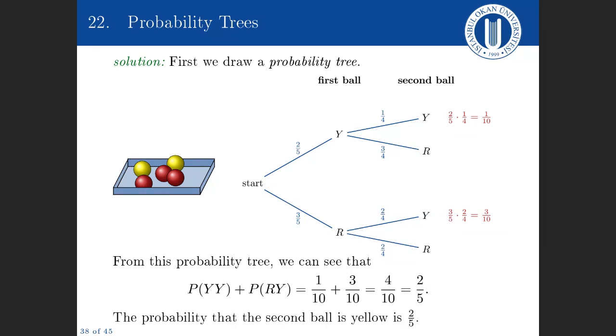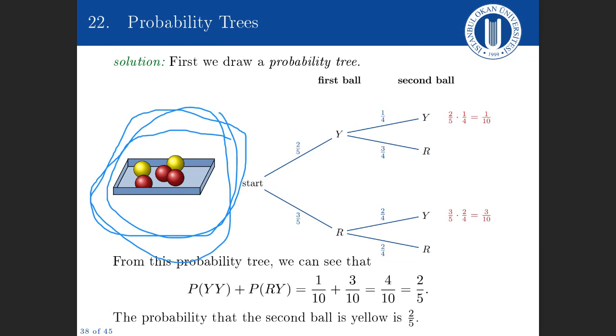But of course it is. We have 5 balls and 2 of them are yellow, so of course the probability that any particular ball is yellow is going to be 2 over 5.